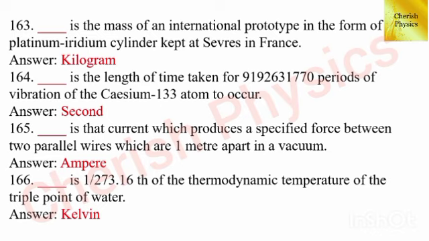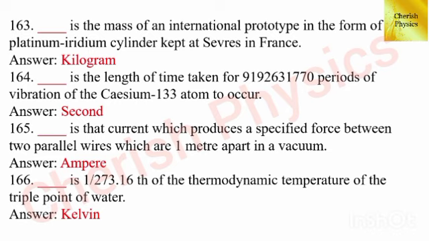Kilogram is the mass of an international prototype in the form of platinum iridium cylinder kept at Sèvres in France. The second is the length of time taken for 919 crore 26 lakh 31,770 periods of vibration of the cesium 133 atom to occur. The answer is second.